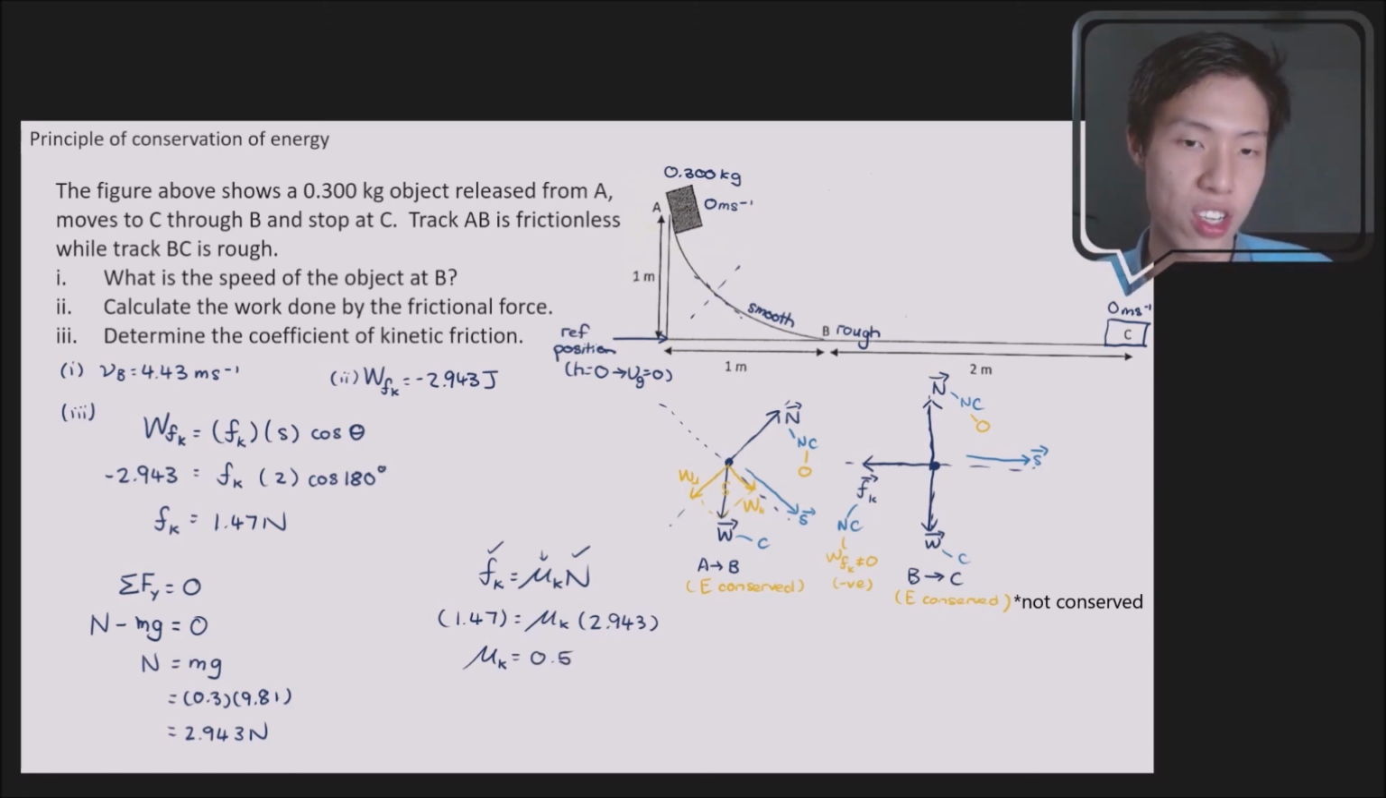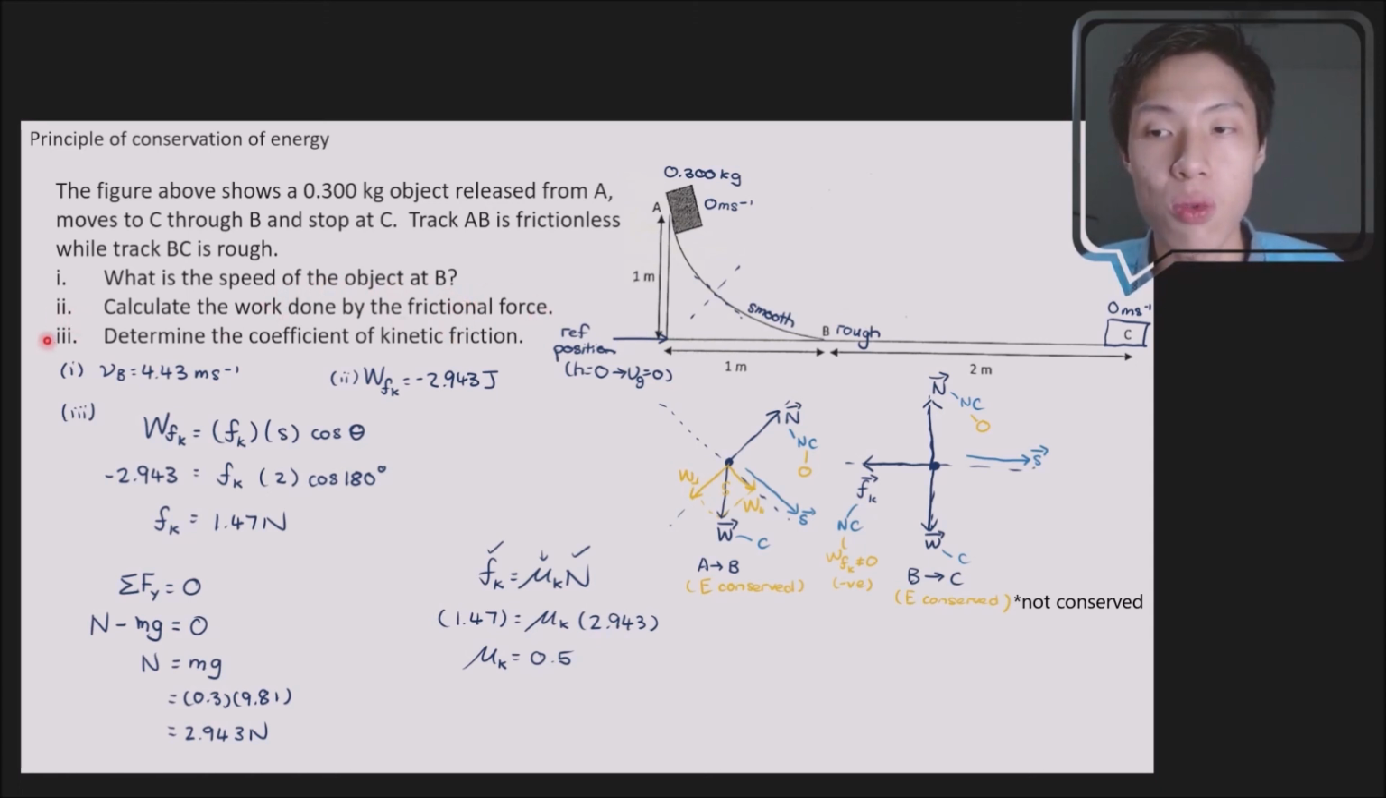This question is quite an interesting question because it involves a lot of different concepts. First, it involves the principle of conservation of mechanical energy to determine the speed of the object at B. Then, to determine the work done by frictional force, you have to use the concept of conservation of energy. To be more specific, you need to know that the work done by non-conservative force is equal to the change of mechanical energy of an object. Then using that, you're able to determine the work done by frictional force.